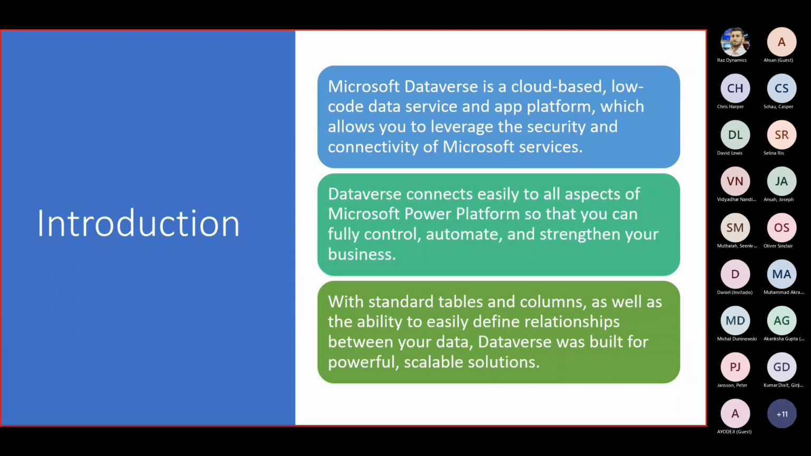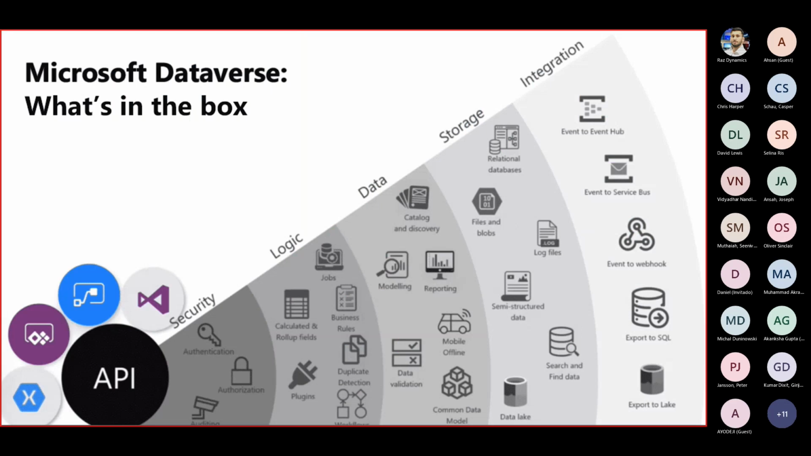With standard tables and columns and the ability to define relationships between the data, Dataverse was built for powerful and scalable solutions. Now we talked about this definition, but the question arises: which functionality does it provide? As I mentioned at the very beginning, Dataverse is not only a relational database system, but it offers more than that. So what are those features? They are divided mainly into five pillars: security, logic, data, storage, and integration.